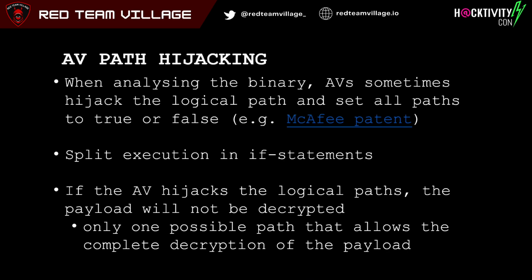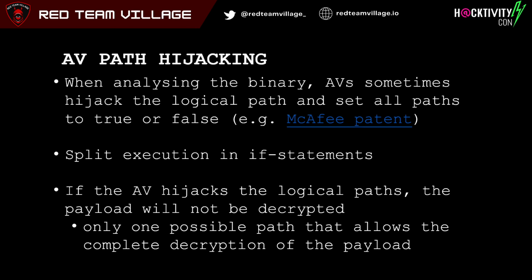The first sandbox bypass technique we are going to discuss is the antivirus path hijacking. Antivirus software sometimes hijack the logical path of a process and change the branching condition in order to set it differently from what the program expects it to be, in order to check all the possible behaviors of a process. A McAfee patent was released some years ago about this concept.